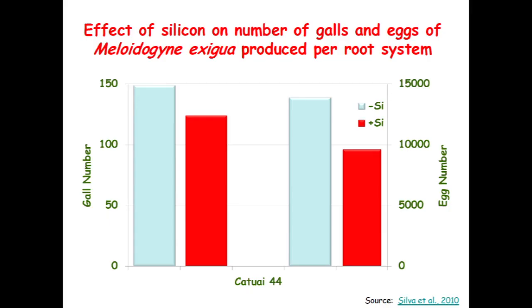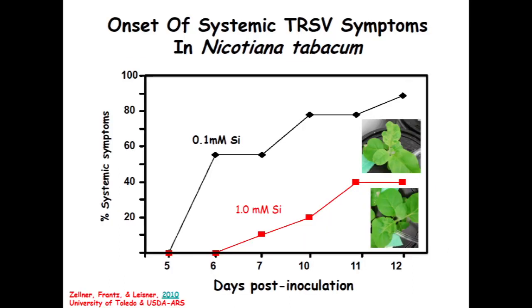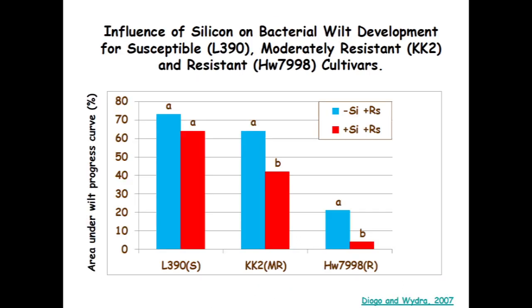I'll point out a couple of these. Let's say Meloidogyne. This is coming out of Brazil on coffee, and they've been able to show some reductions in gall numbers as well as in egg numbers, which is very important. Similarly, Scott Leisner and Jonathan Krantz, along with Wendy Zellner, have been able to show with tobacco ringspot virus not only a delay in the onset when the disease first appears, but also a timeline in suppression. Ralstonia is coming out of Germany, showing differences in cultivar susceptibility with or without silicon.